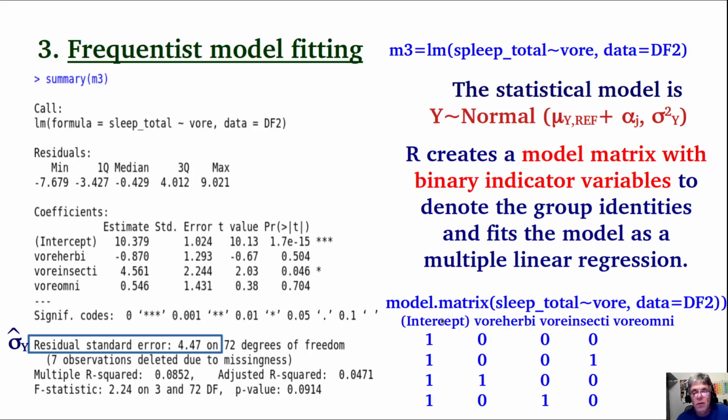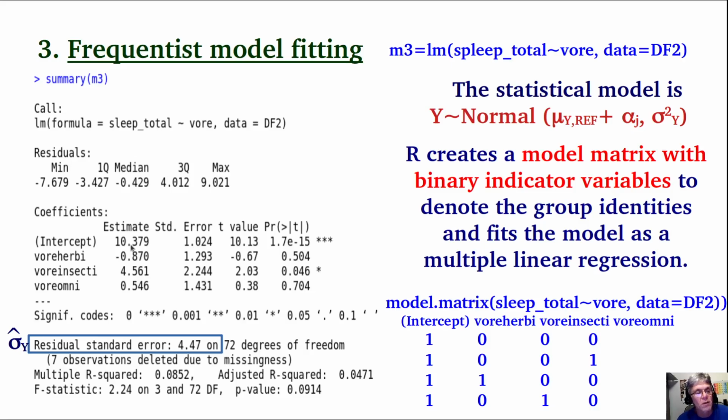So the intercept corresponds to the reference group, which in this case are the carnivores. So this is the mean daily sleep time of the carnivores, the standard error of this mean, and the p-value shows that this mean is significantly different from 0, which is of no interest in the context of this problem.